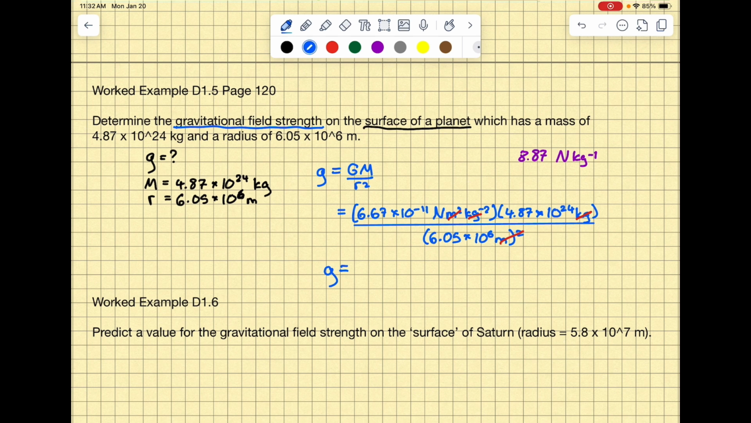All right, 6.67 times 10 to the minus 11 times 4.87 times 10 to the 24 over 6.05 times 10 to the 6, and that's squared. I'm getting an error. Okay, finally, I get 8.87 newtons per kilogram. And that, according to our book, is the planet Venus.